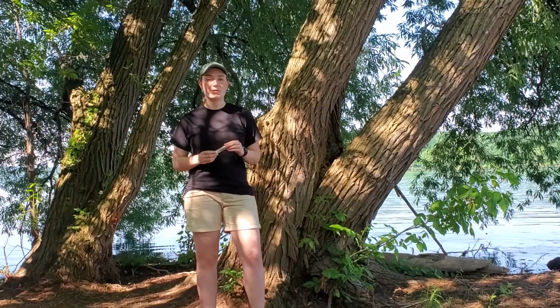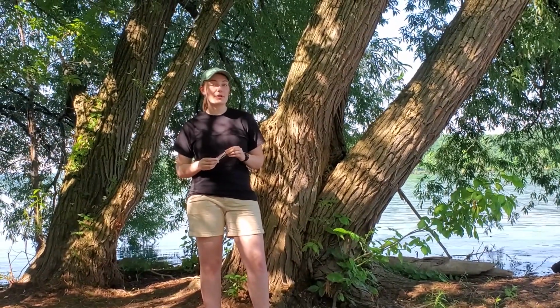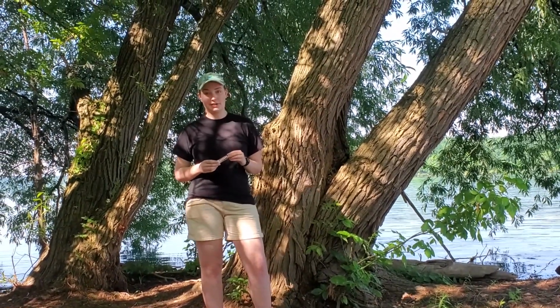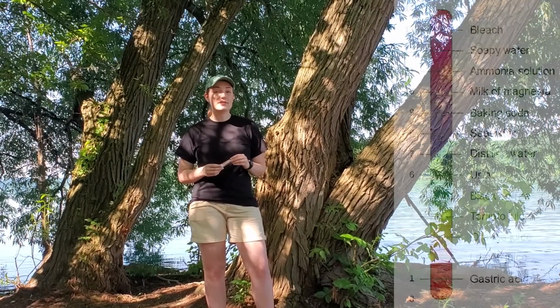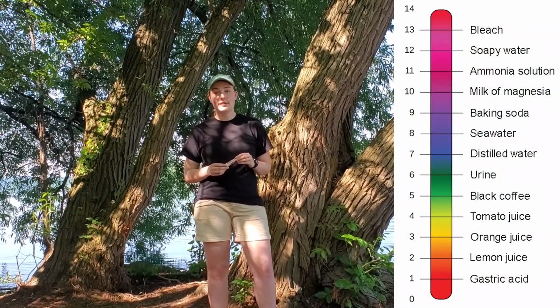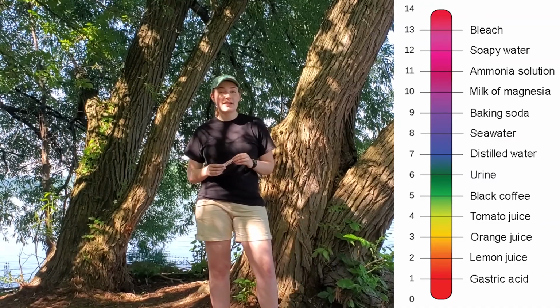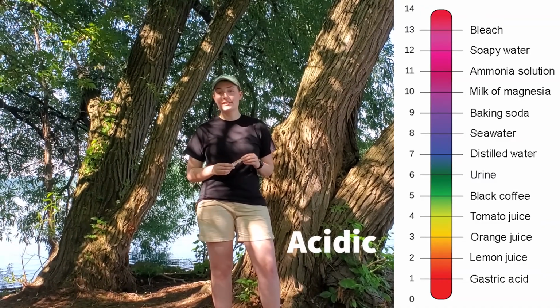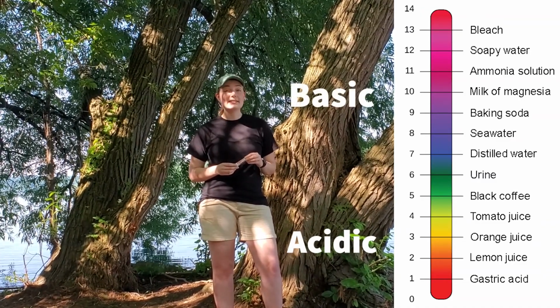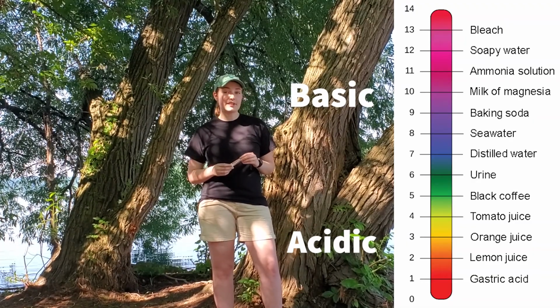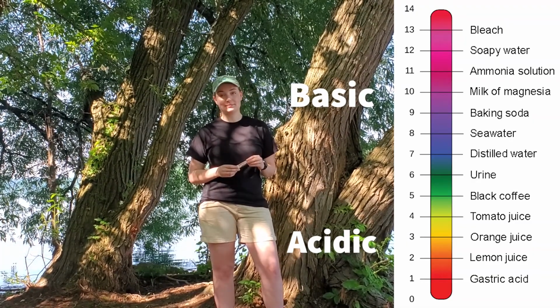Next, we're going to be measuring pH. This is the measurement of acidity in a body of water. pH is on a scale from 0 to 14, with 7 being neutral. Anything lower than 7 is acidic, anything higher than 7 is basic. The ideal range for lake water is between 6.5 and 8.